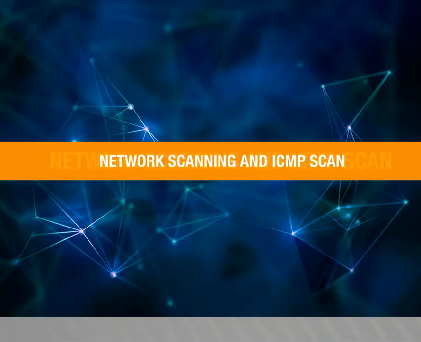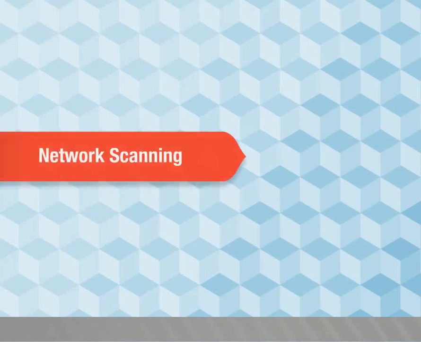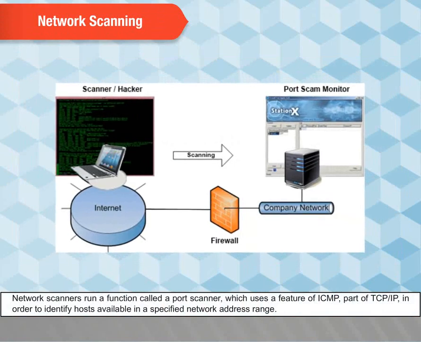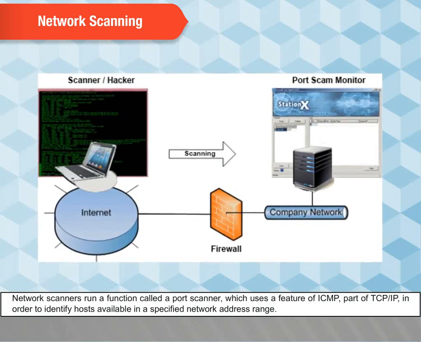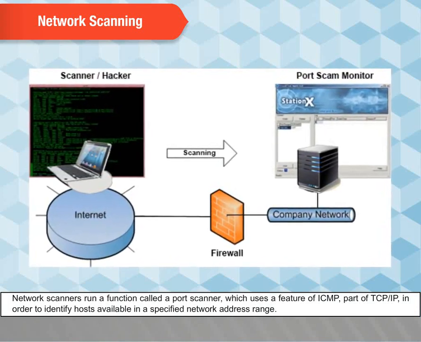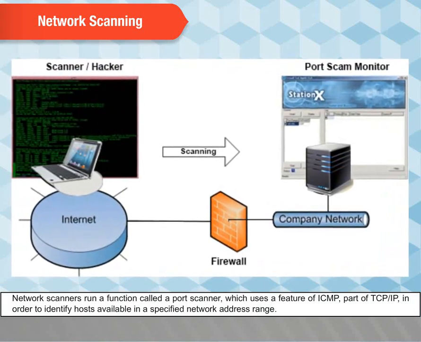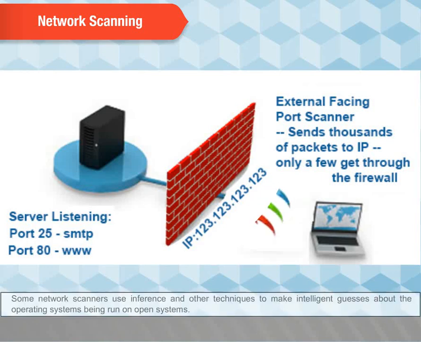Network scanning and ICMP scan. In this video, we are going to see about network scanning and ICMP scan. Network scanning. Network scanners run a function called a port scanner, which uses a feature of ICMP, part of TCP/IP, in order to identify hosts available in a specified network address range. The port scanner then scans identified systems for open network ports and associated services.